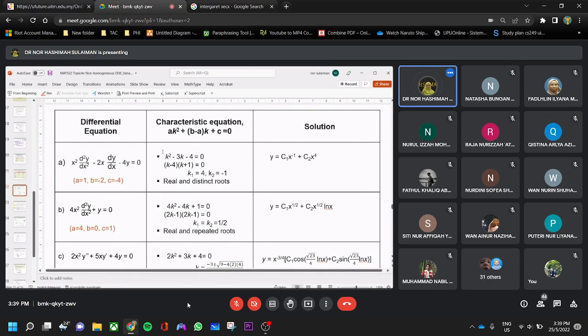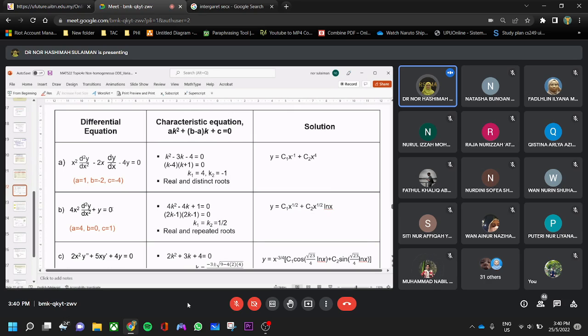Boleh tak kita faktorkan? This one can be factored out. So it becomes K minus 4 multiplied by K plus 1. Okay. So just let it equal to 0. The K1, the first root, happens to be 4. The second root happens to be negative 1. It can be the other way around. Okay. Nak terbalik pun tak ada masalah. No issue. So in that case, the general solution would be C1 x to the power of negative 1 plus C2 x to the power of 4, ataupun you may want to write it as C1 x to the power of 4 plus C2 x to the power of negative 1. So don't argue with that. Boleh dua-dua adalah betul. Okay. Alright. Okay, are you all with me?